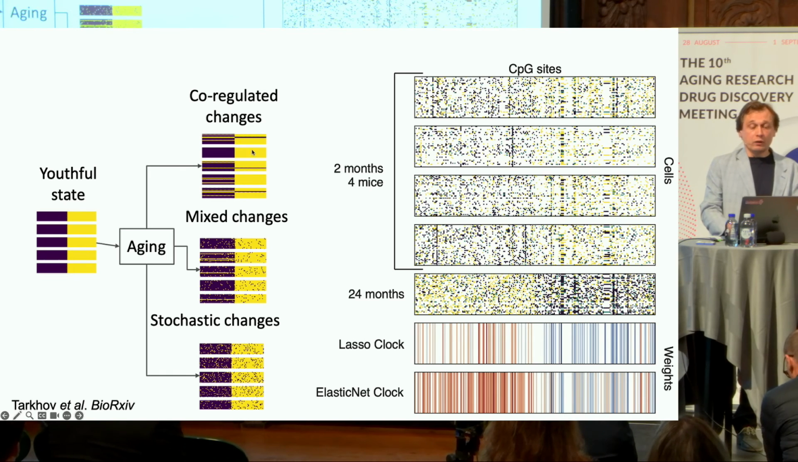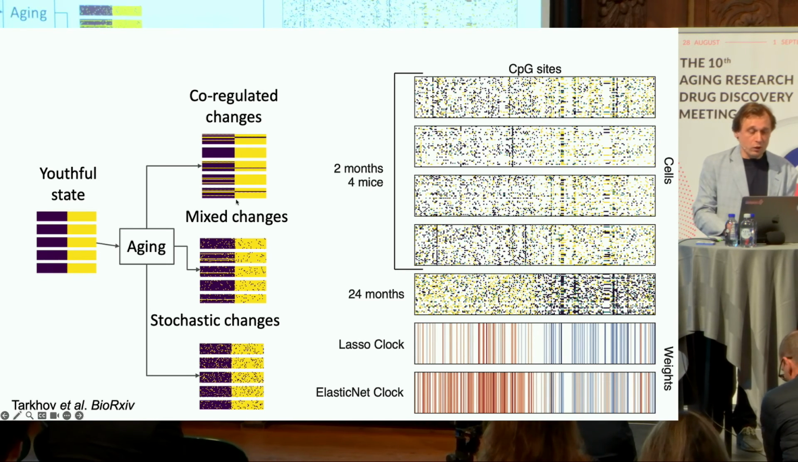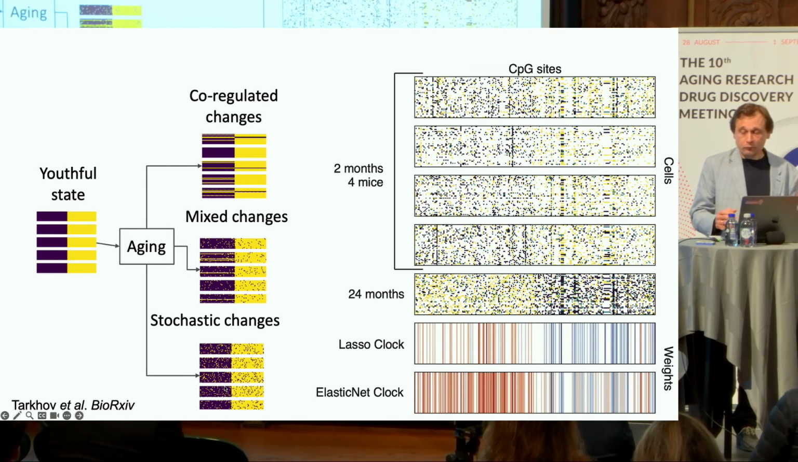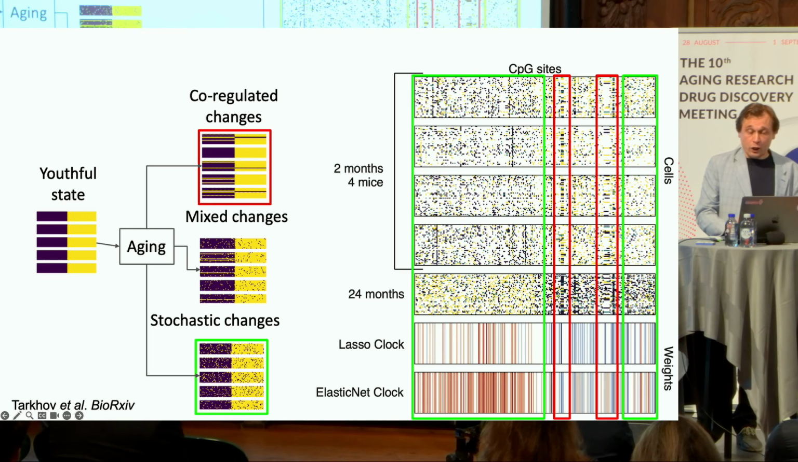And of course, we may observe co-regulated changes. If one side changes, then the other changes consistently across cells and across organisms. But there could also be stochastic changes, completely random changes. If we analyze both of these, we actually find that there are regulatory changes that we can clearly observe in the data set, and we also can find stochastic changes.